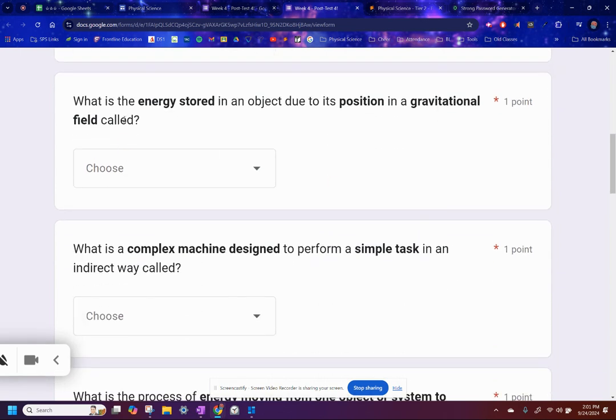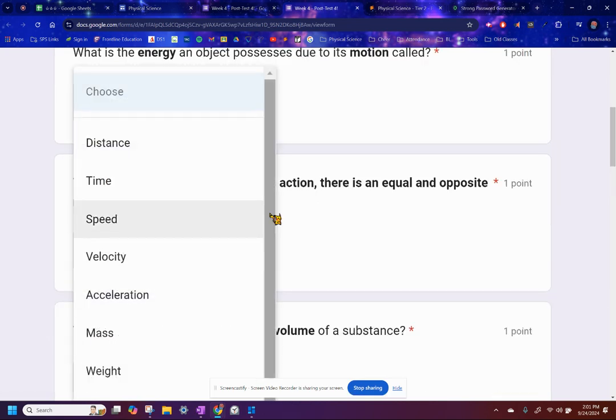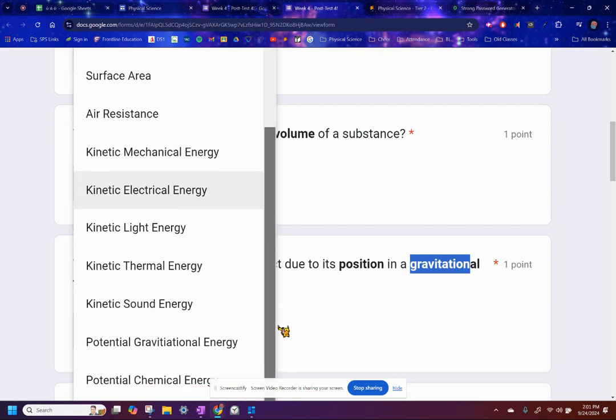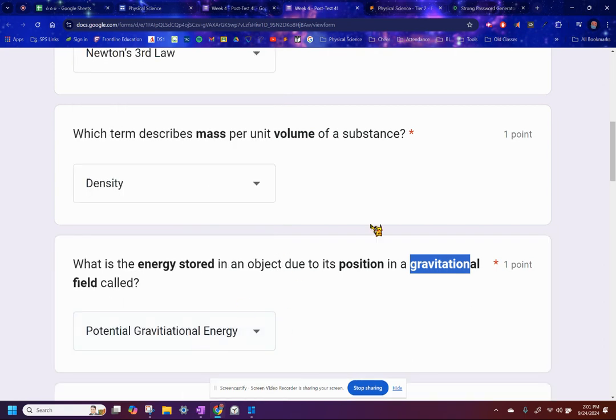Let's see. What is the energy stored in an object due to its position due to gravity? Energy stored, so that's going to be potential energy of some sort. Potential gravitational. There we go.